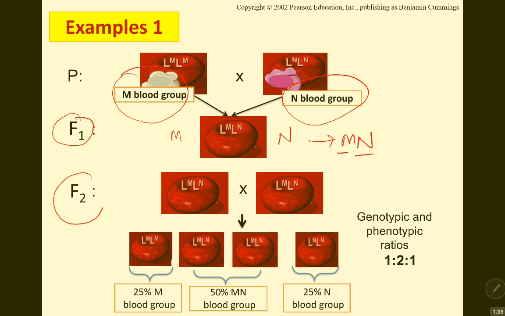While for the F2 generation, the self-cross, MN crossed with MN, they show the ratio 1 to 2 to 1, not 3 to 1. So this is what we call deviation from Mendel's law. Okay, why is it so? Because when MM are together, they show the M blood group. When M and N are together, they are not showing M nor N. They will show MN together. And N with N together will show N.